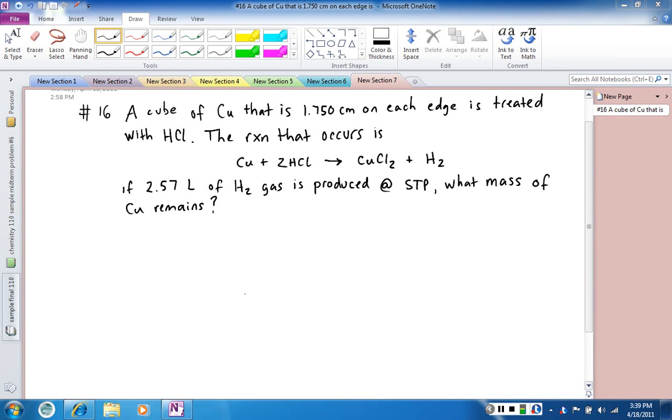This is number 16 on the sample final. A cube of copper that is 1.750 centimeters on each edge is treated with HCl. The reaction that occurs is copper plus 2HCl goes to copper chloride plus H2. If 2.5 liters of H2 gas is produced at STP, what mass of copper remains?